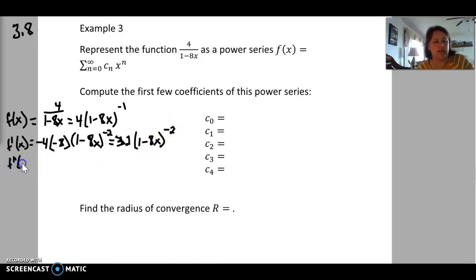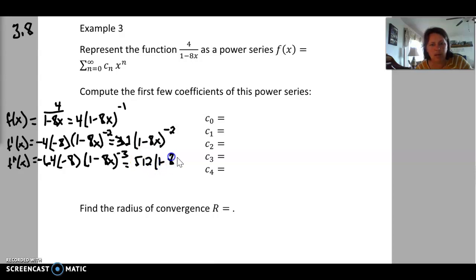Now we need our second derivative, so f double prime of x is equal to 32 times negative 2, which is negative 64. And then remembering our chain rule again, that negative 8, and then 1 minus 8x to the negative 3. So rewriting that, we have 512, so 64 times 8, 512 times 1 minus 8x to the negative 3.